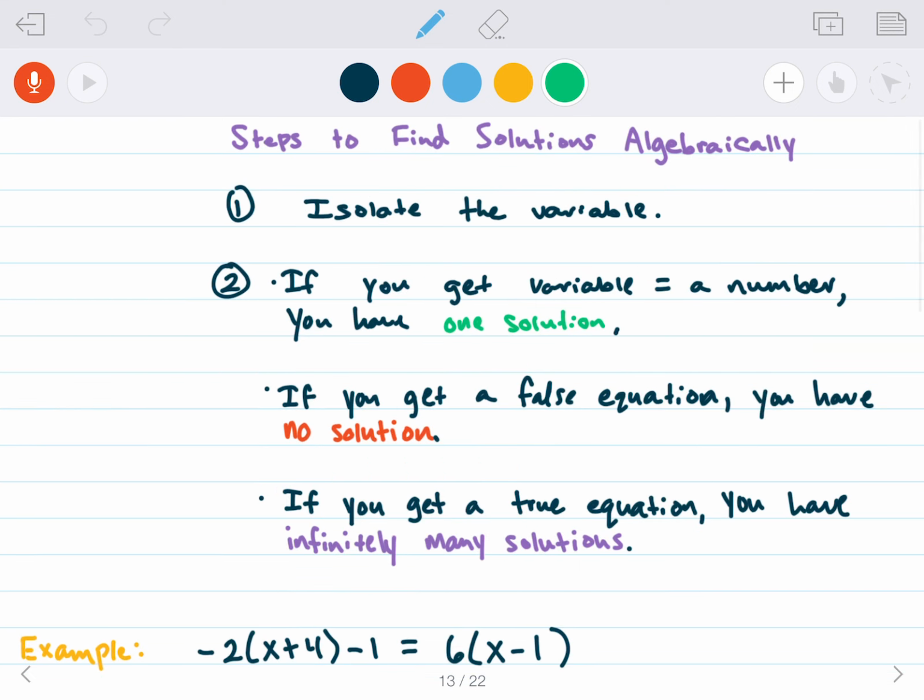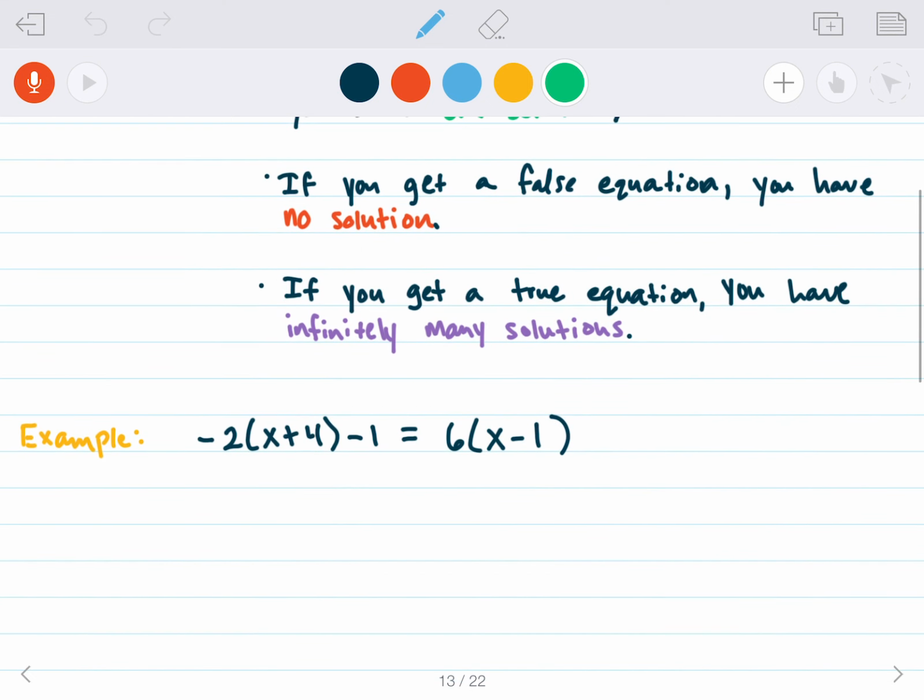So this is the same equation as before. So let's prove this algebraically, that we do get exactly one solution. So what I'm going to do is start by distributing this on the left and the right. Negative 2 times x is negative 2x. Negative 2 times 4 is negative 8. We still have the negative 1. On the right, when we distribute the 6, we get 6x minus 6. Now on the left, before I start moving things, I'm going to combine these terms to negative 9.